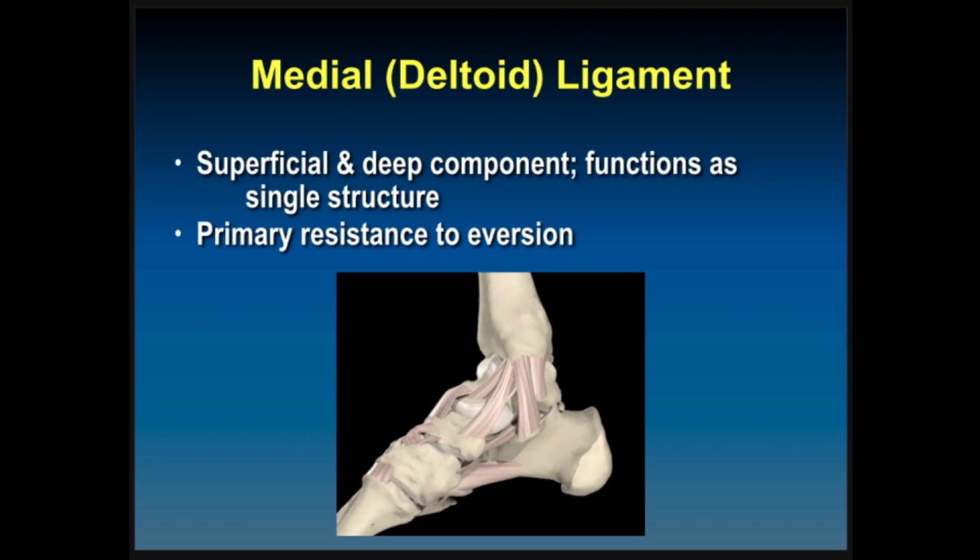The medial deltoid is superficial and deep components, functions as a single structure, and the primary resistance is to eversion. Less common to have a deltoid medial ankle sprain, but it does occur in eversion.